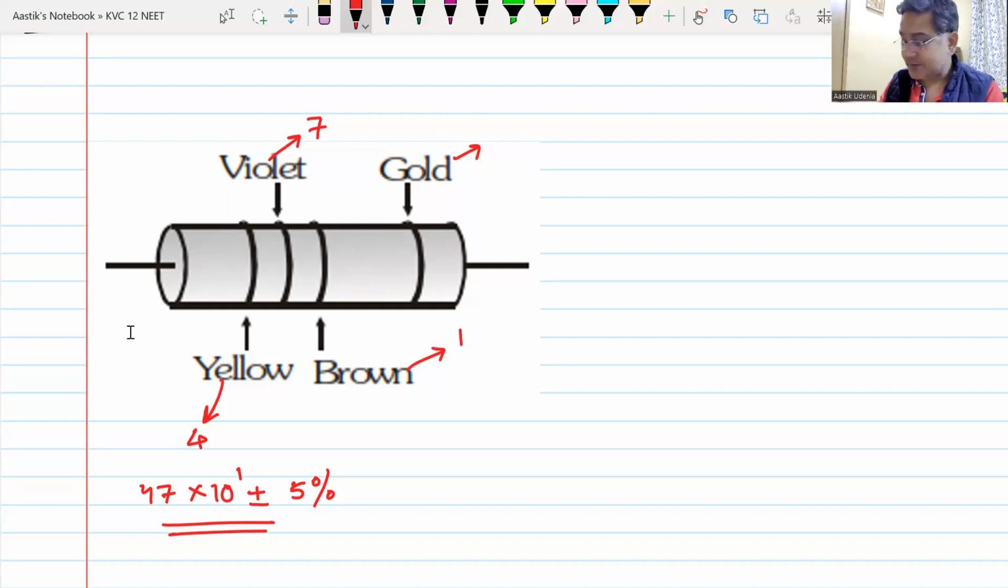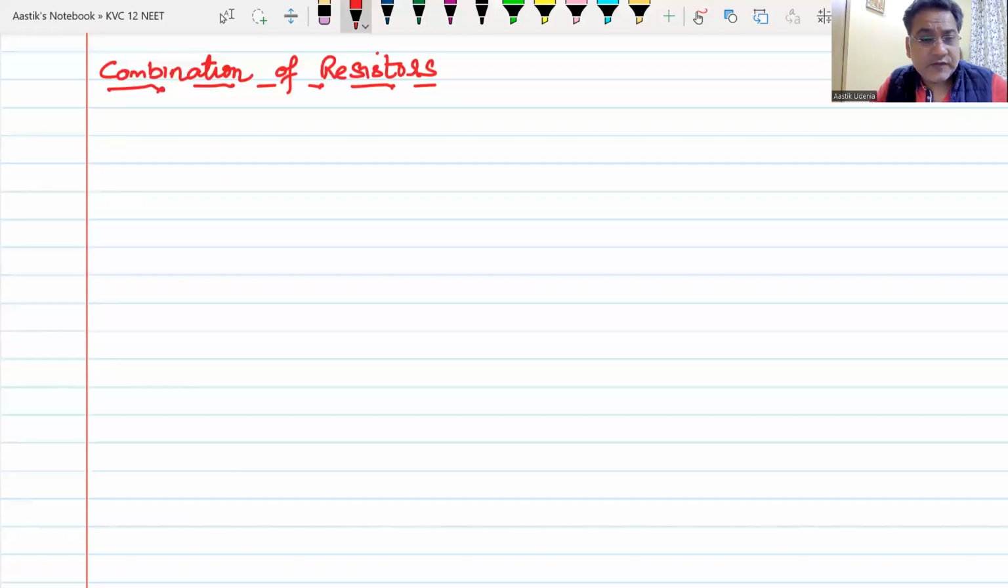Then that brings us to the next topic, and the next topic is combination of resistors. We have already done a bit of this in the chapter on capacitance. Do we remember this? Combination of resistance. We had done combination of capacitance. Do we remember it? Yes, sir. Same thing here. Nothing has changed. Now we have to do the combination of resistors.